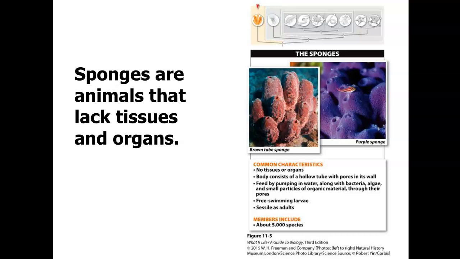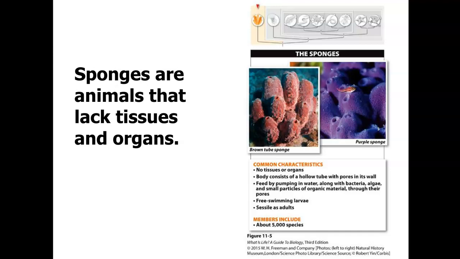And then they have what's referred to as amoebocyte cells. These are going to be mobile cells that can help digest, store, and transport nutrients. Now with all of these different types of cells, none of them make up a particular type of organ. So it's all going to be in this one simple structure.